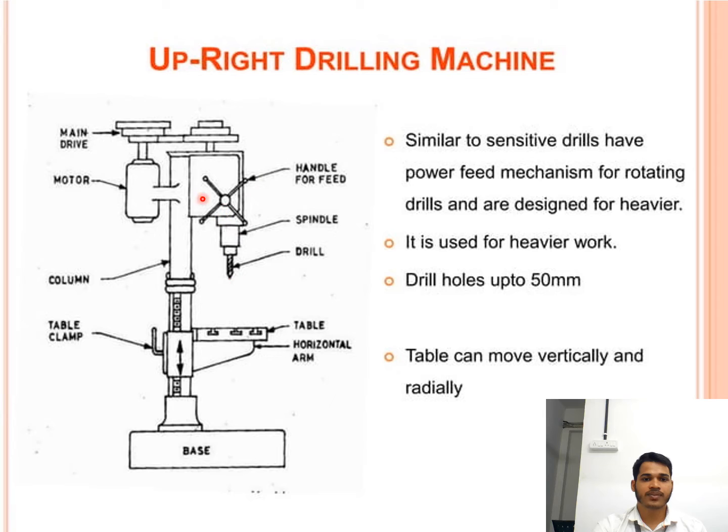And this is the handle. By using this handle, the drill bit can move in the up and down direction. And this is the spindle, with the drill chuck attached to the spindle. So these are the parts we generally use in the upright drilling machine.